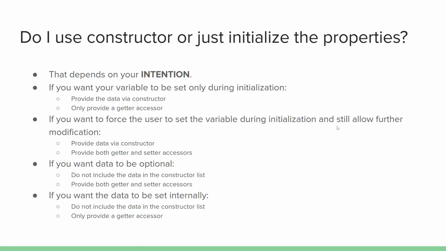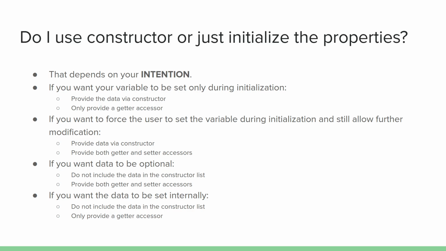Okay. So, do I use a constructor or just initialize the properties? It entirely depends on your intention, on what you want to do. If you want your variables to be set only during initialization, you can have a constructor. You can provide the data via constructor and just have getters. If you want to force the user to set the variables during initialization and still allow modifications, then do both. Provide data via constructor and create getter and setter accessors.